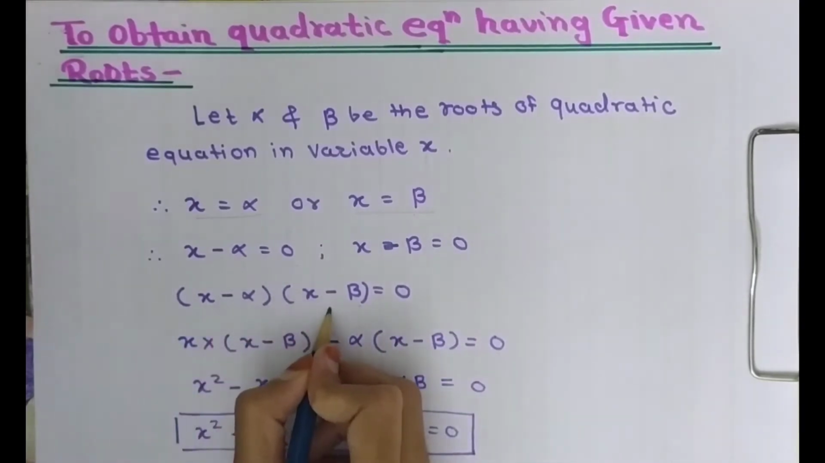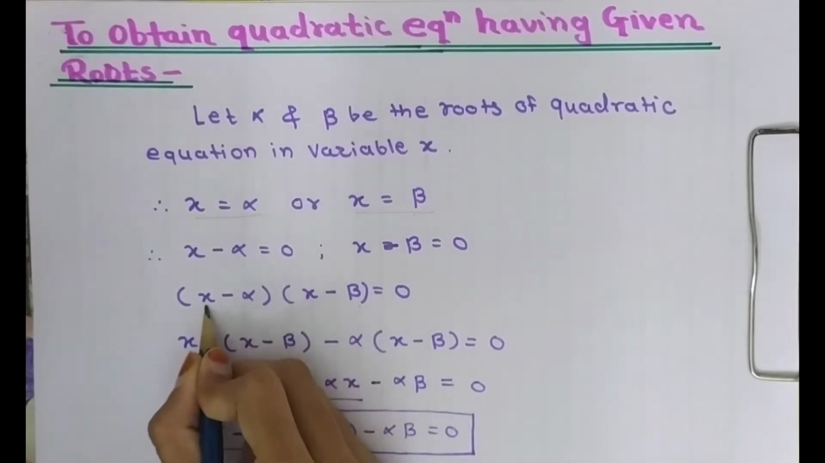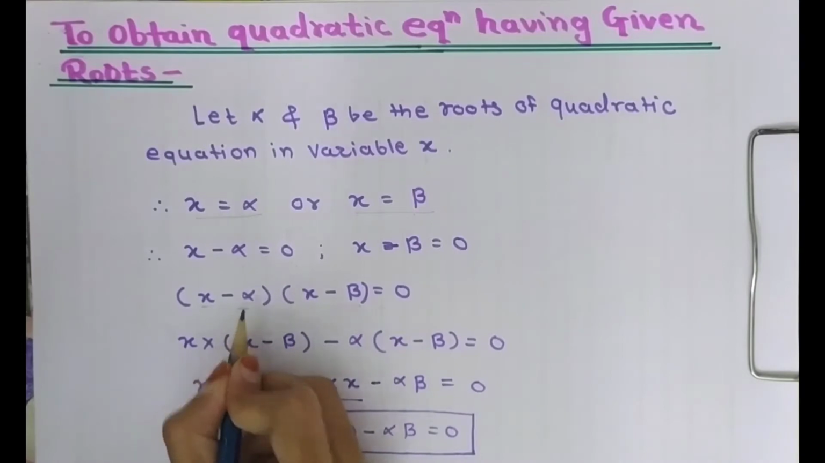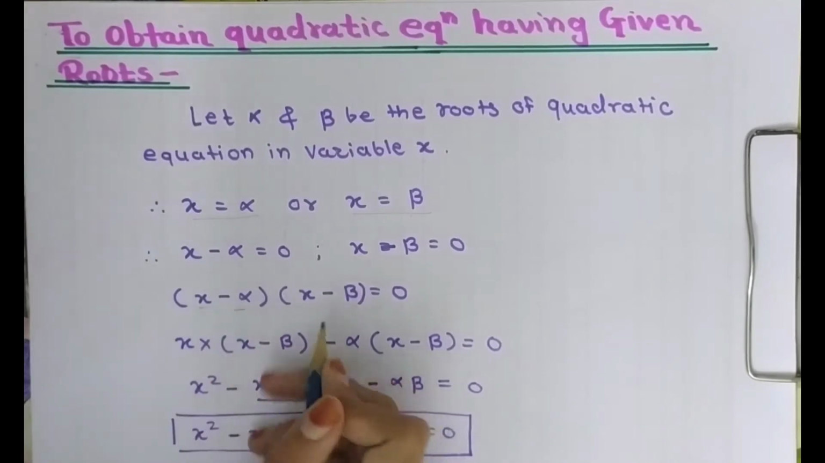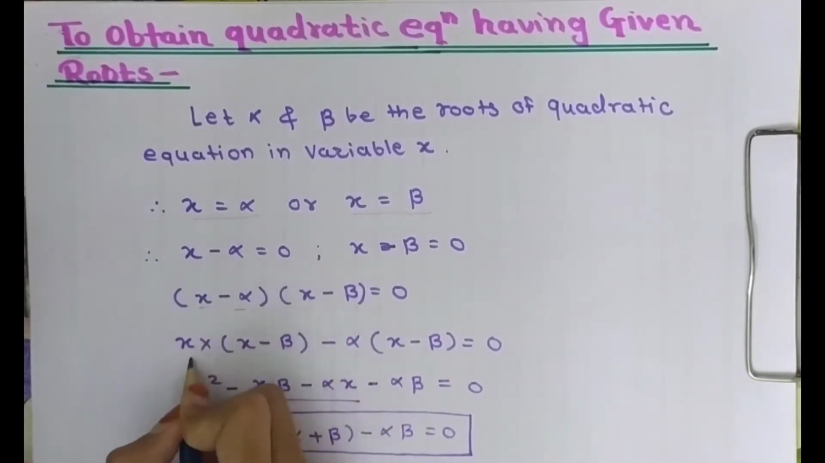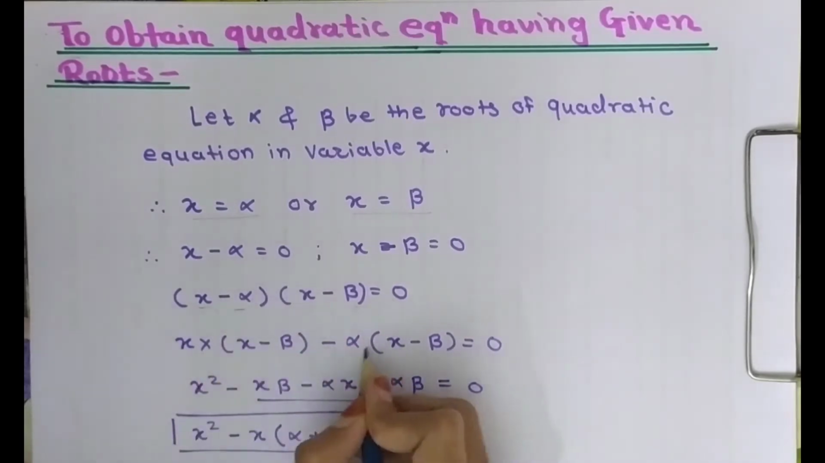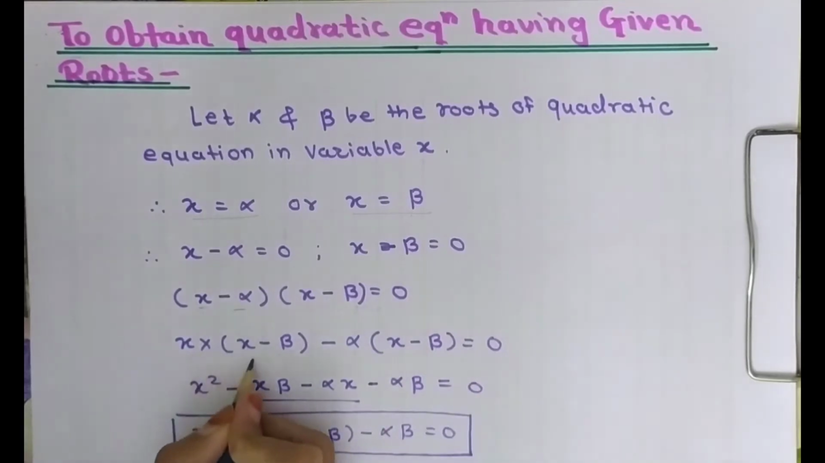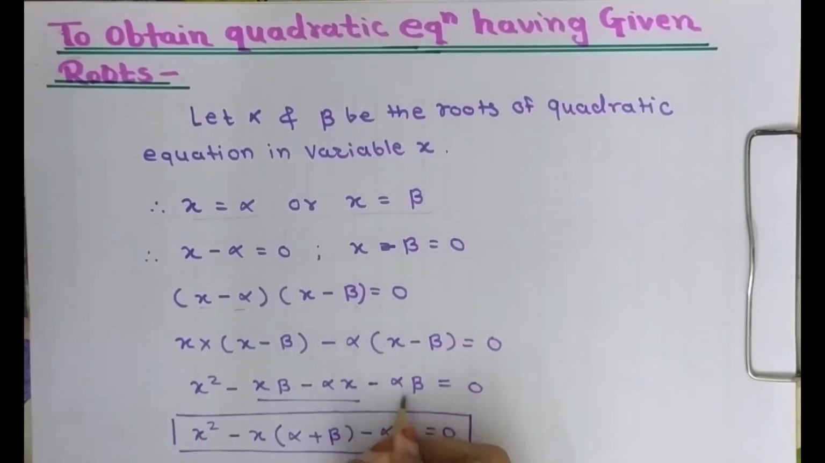Now here are two brackets, so we multiply them. x multiplied by (x minus beta), then minus alpha multiplied by (x minus beta). So x into x is x square, and x into minus beta is minus x beta. Then minus alpha into x is minus alpha x, and minus alpha into minus beta is plus alpha beta.